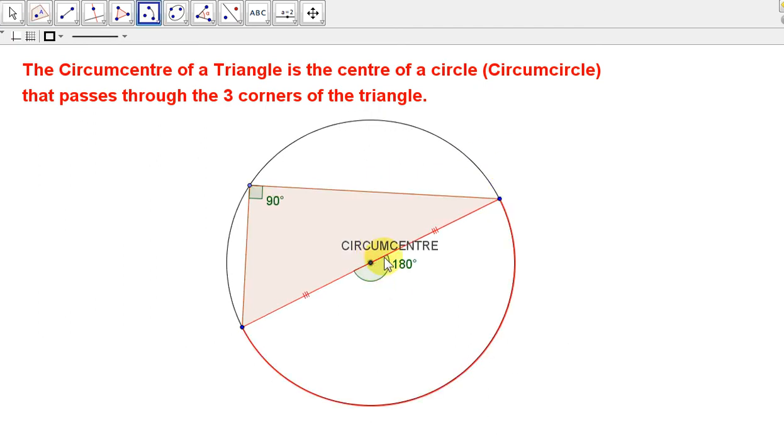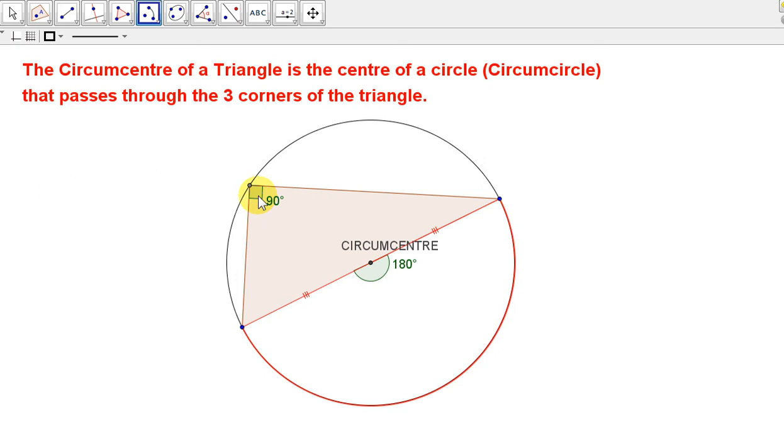Notice that when the circumcenter is on a side of the triangle, then the side of the triangle must be a diameter of the circle, and the line segment indicated with the three dashes must be a radius of the circle. Since this side is a diameter of the circle, we see that the angle up here is the angle in a semicircle, and we saw in a previous theorem that the angle in a semicircle is 90 degrees.